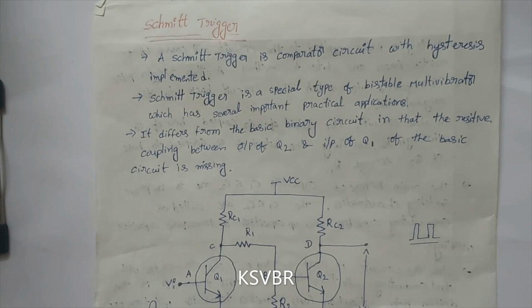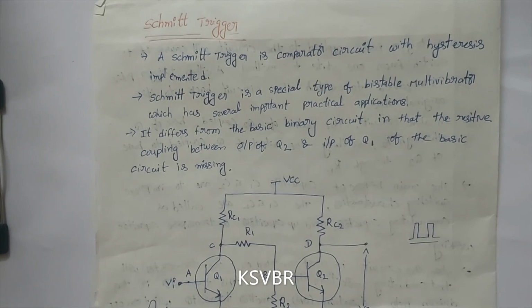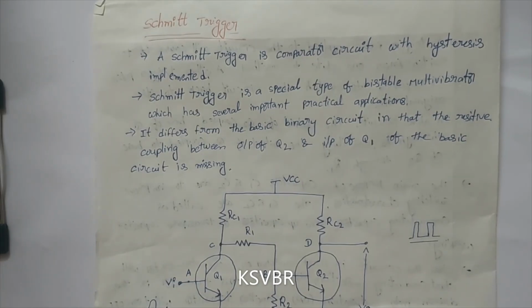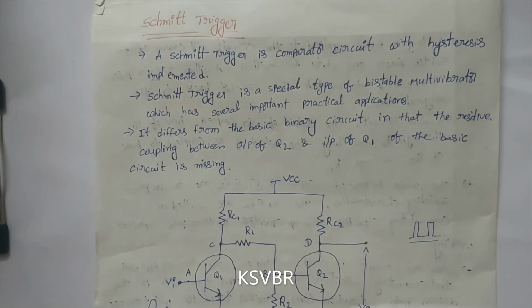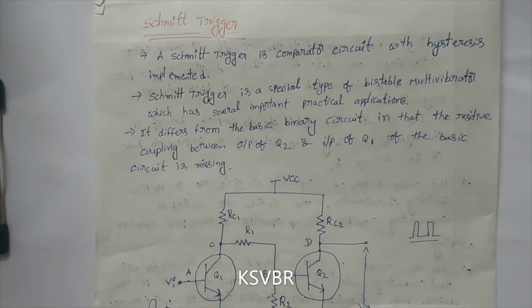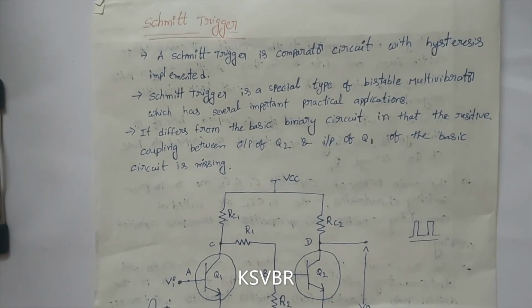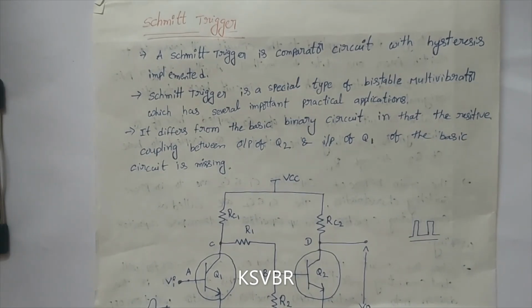So next topic is Schmitt trigger. Schmitt trigger is a comparator circuit with hysteresis implemented. See, Schmitt trigger is an advanced version of our bistable multivibrator. The only major difference between Schmitt trigger and bistable multivibrator is that in bistable multivibrator we will be having two feedback paths, from first output to second input, from second output to first input. But in Schmitt trigger you won't see two feedback paths, you will see only one feedback path.